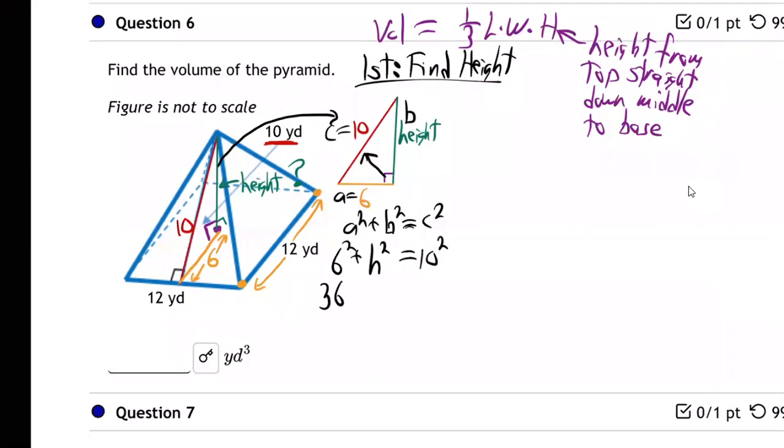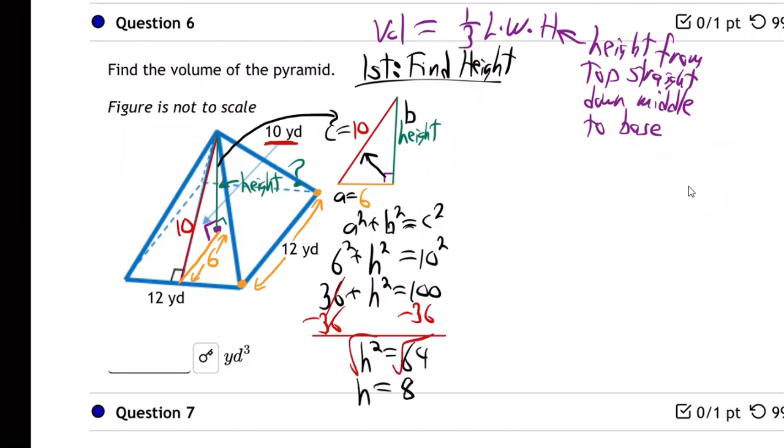So that's going to be 36 plus height squared is 100. Subtract 36. Height squared is 64. And then root it. The height is 8. So we found the height. The height is 8. So now we can finish the problem.